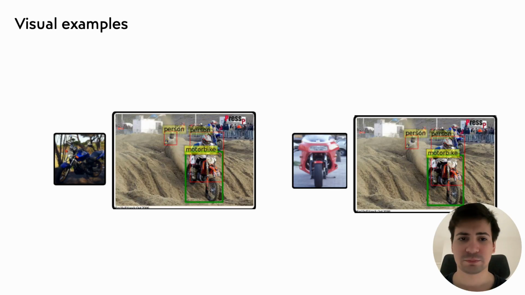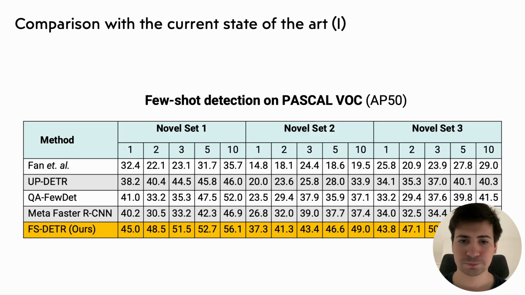Here are some visual examples showing the output produced by our approach. The input template is shown on the left of the pair, while the output is on the right. Red boxes are known classes, while green is the new one. Notice that the prediction is stable with respect to the input examples.